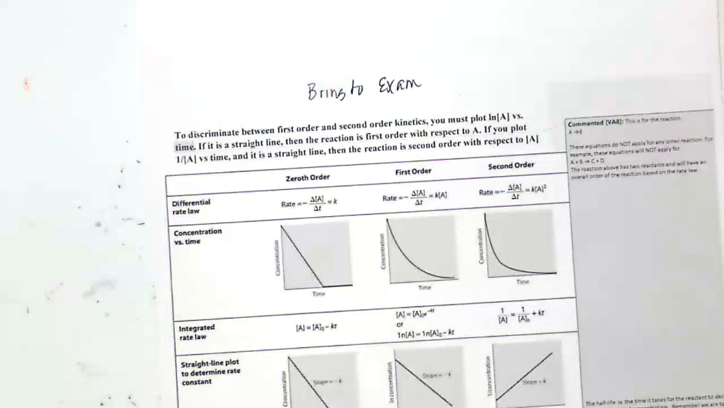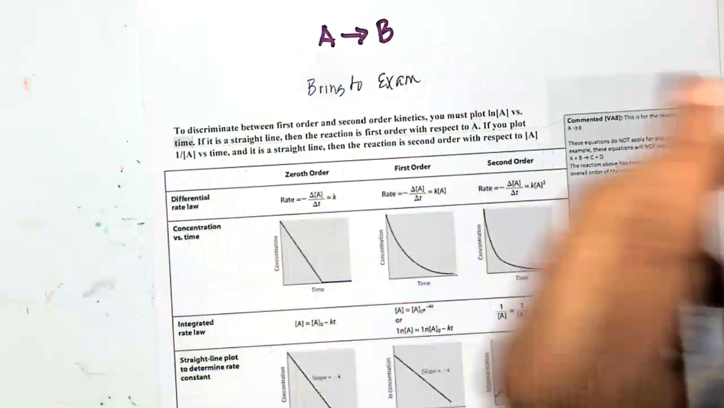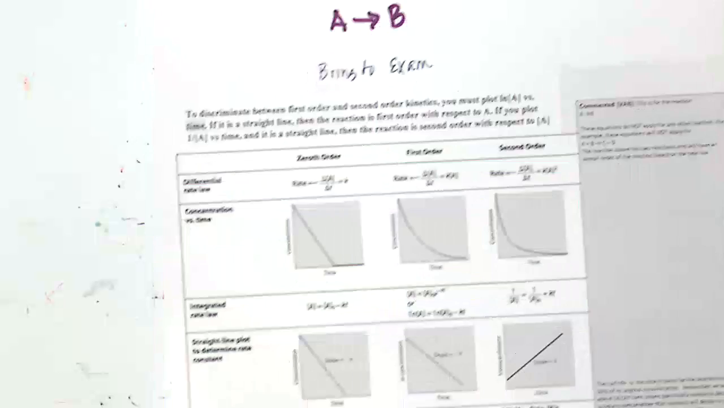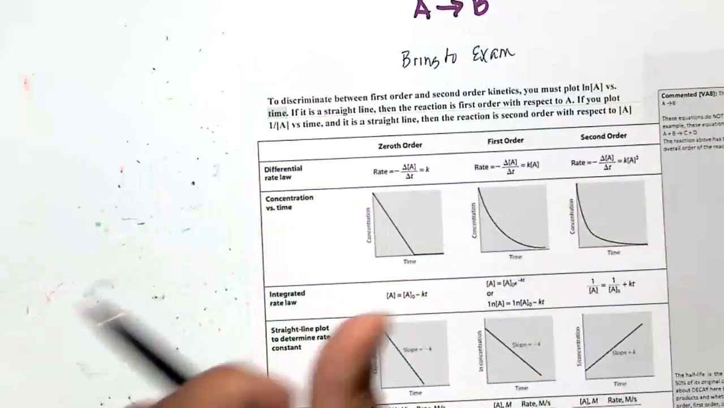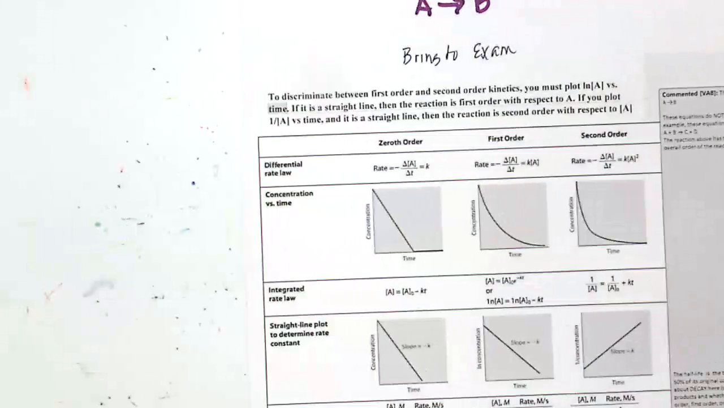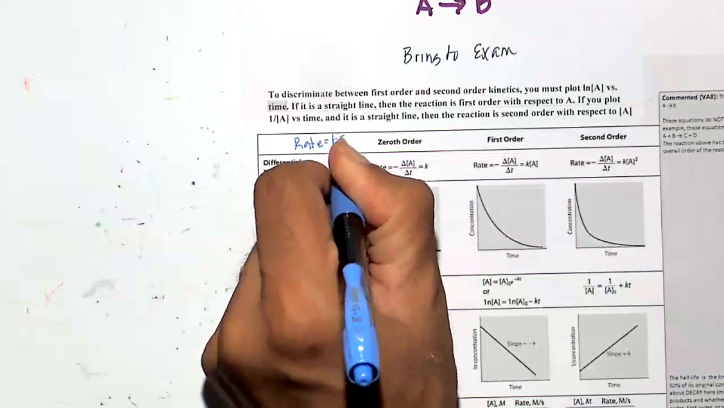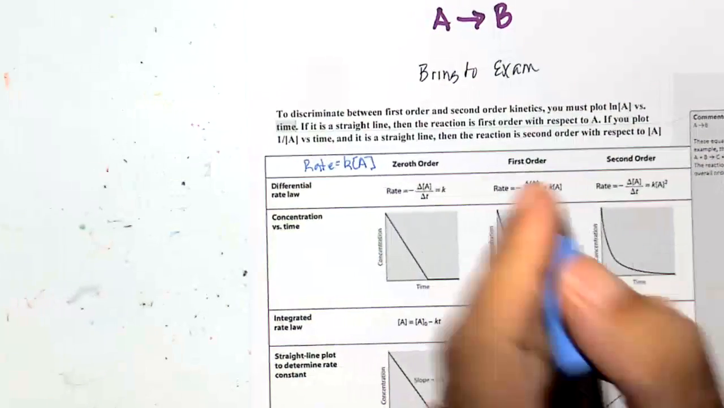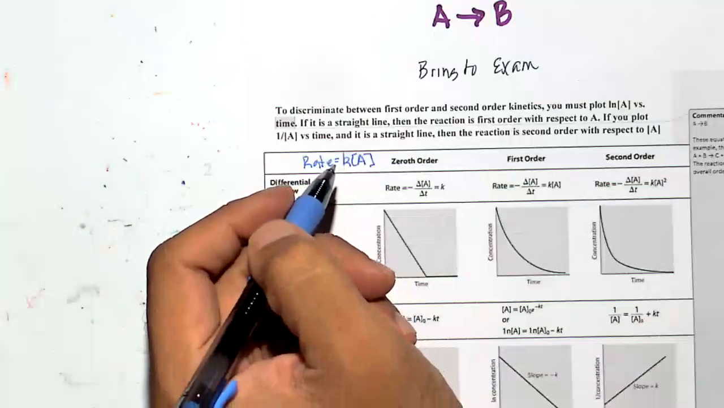All right, let's say this is for the reaction A goes to B. A is the reactant and B is the product. Bring this to the exam. Let's say A, this reactant, decays with zero order kinetics. So rate equals rate constant K times A to the power of its decay order, let's say it's zero order. Zero.